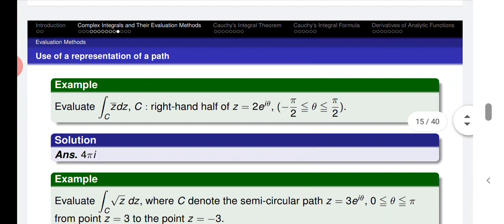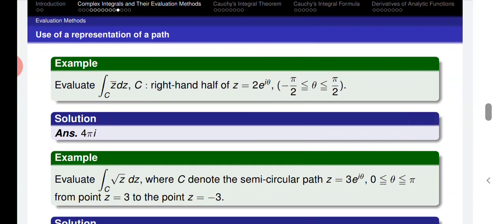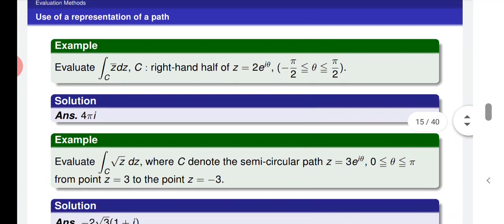Now we have example number 1. Evaluate the integral over C of z bar dz, where C is the right hand half of mod z equal to 2, that is z equal to 2 e raised to iota theta with the range of theta from minus pi by 2 to pi by 2. So, on solving, we have z as 2 times e raised to iota theta. We converted z bar with the negative sign, and after integration with limits from minus pi by 2 to pi by 2, on solving we get the result as 4 pi iota.